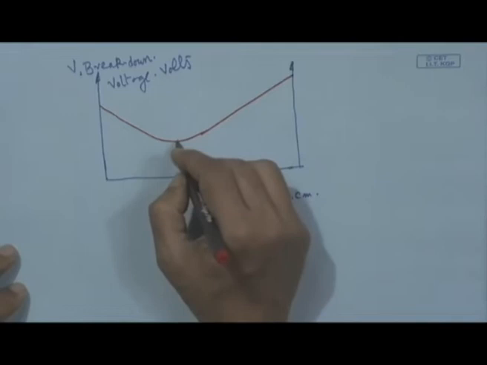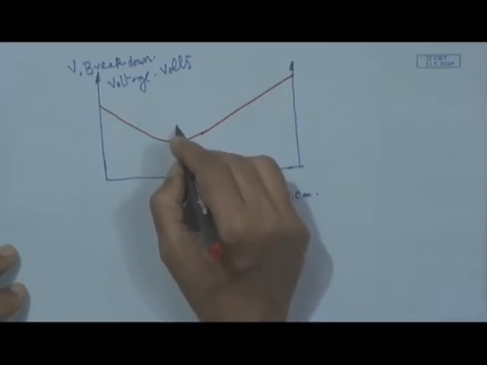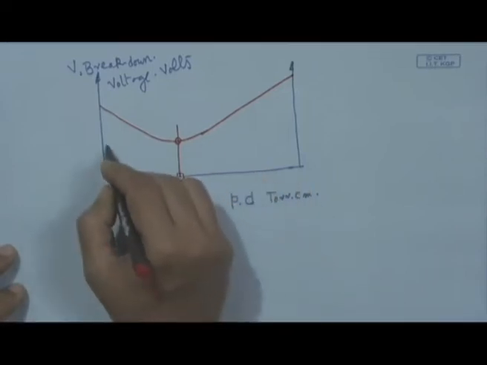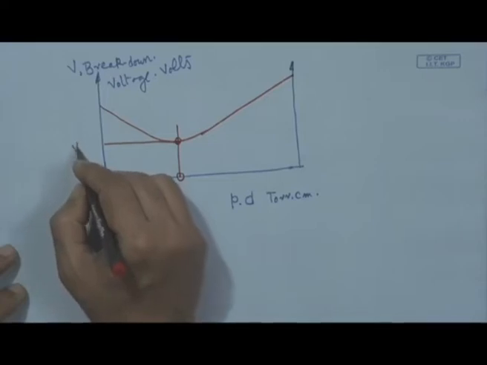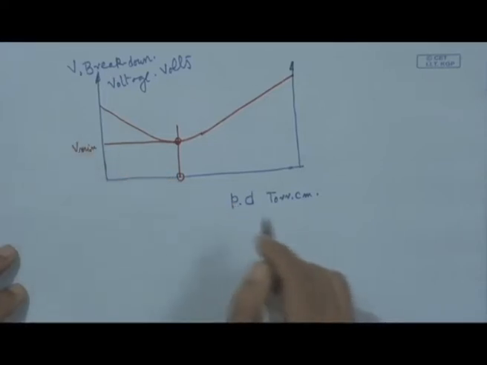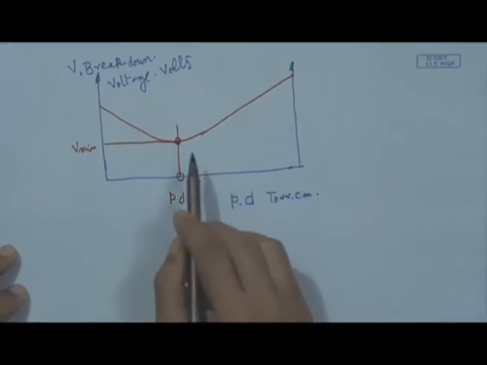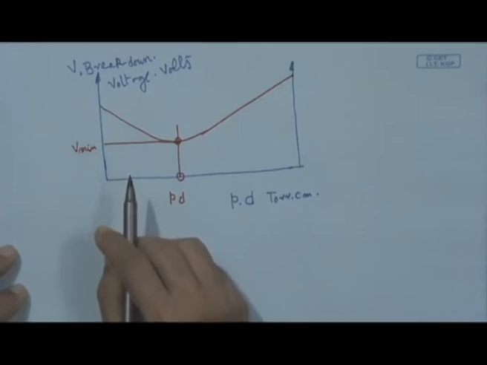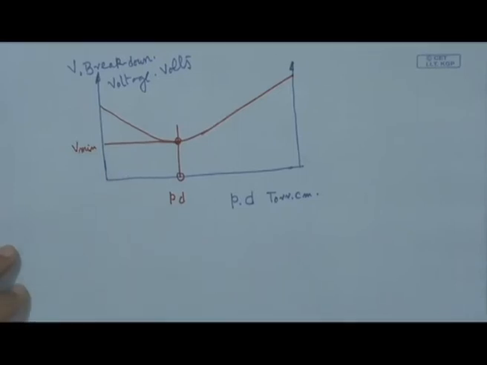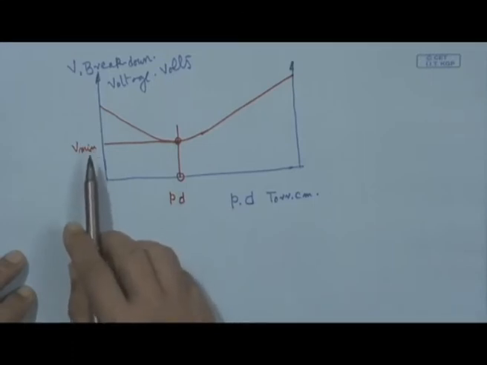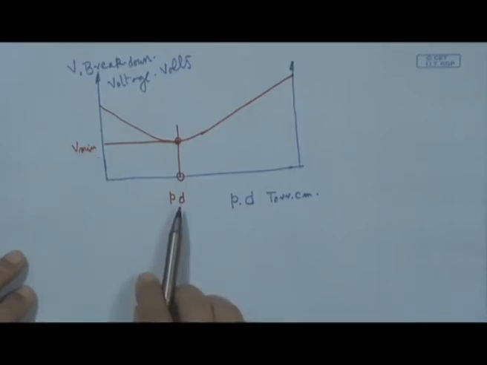One can immediately recognize a point which gives the minimum value of the breakdown voltage. This is V minimum, and it corresponds to a particular value of P into D. On both sides, to initiate this discharge, one will require a higher value of breakdown voltage.